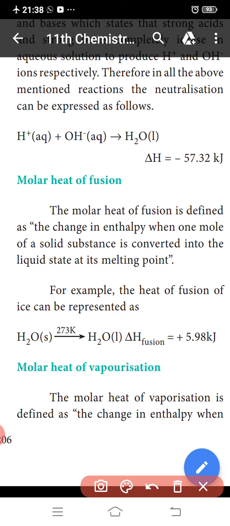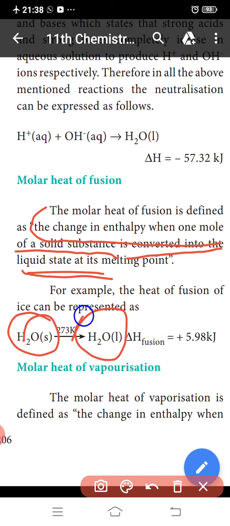The molar heat of fusion is the change in enthalpy when 1 mole of a solid substance is converted into the liquid state. This is called the melting point. This is the molar heat of fusion. For example, an ice cube converted to liquid water.